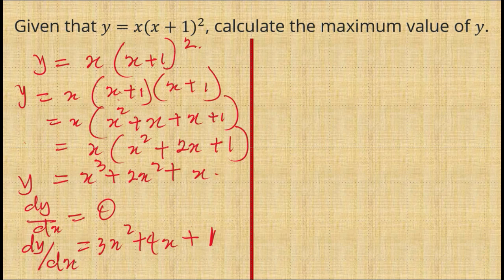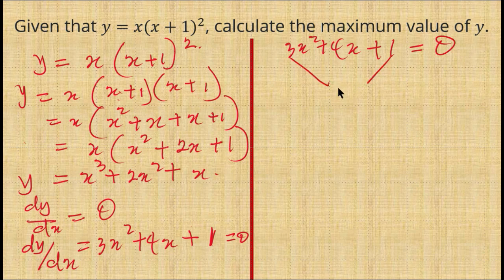Now, at the turning point, our dy/dx is 3x squared plus 4x plus 1, and at the turning point, dy/dx equals 0, so that 3x squared plus 4x plus 1 equals 0. We're finding the x values at this point.